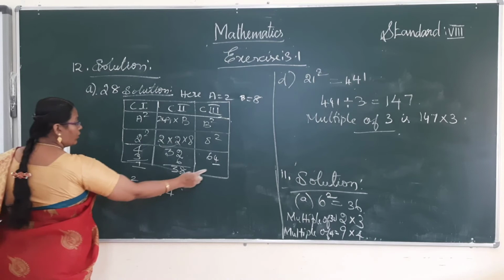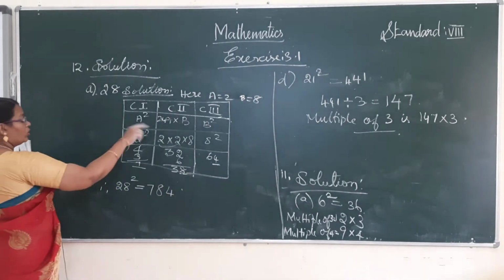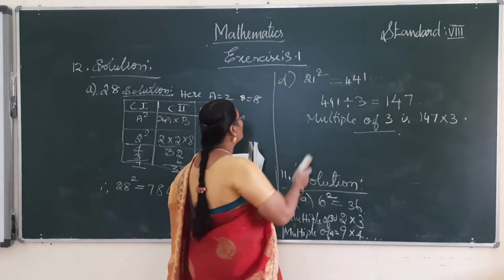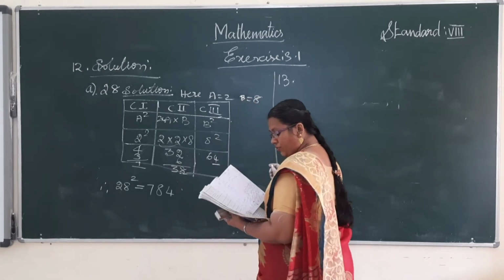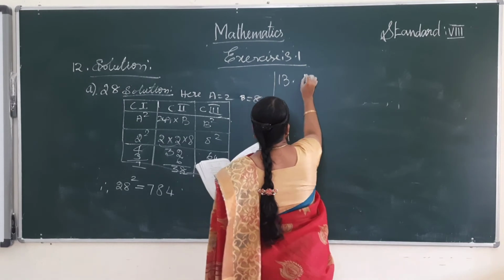Underline the unit places are right orderly. Okay, from the column 1 to column 3. Okay, so remaining problems are homework. Next 13th problem. Find the square of the following numbers using the diagonal method.